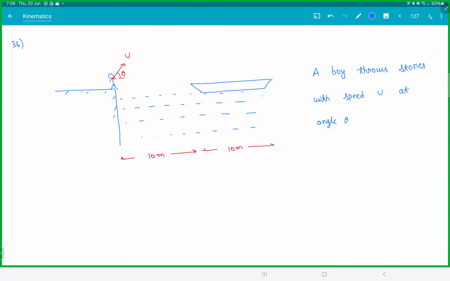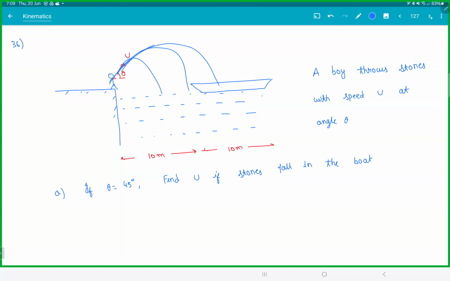Right? So case 1, if theta is 45 degrees, so angle is fixed. Find u if stones fall in the boat. Now think about it. If I throw very slowly, what will happen? The stone will fall here. If I throw a little hard, the stone will fall here. If I throw a little more hard, then the stones will start falling in the boat.